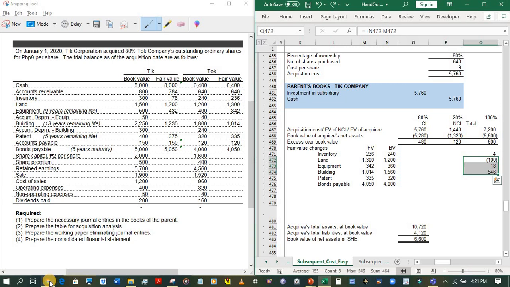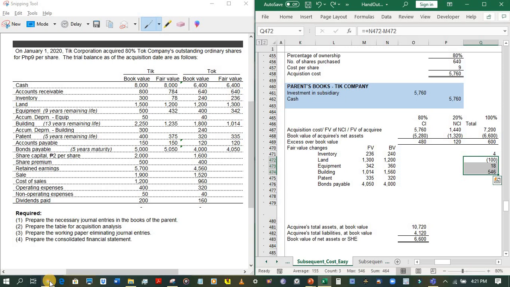Next is the building. The building is again overvalued because the carrying amount is 1,560. However, the fair value is only at 1,014 pesos. So 546. Again, we need to decrease the building. So to decrease the building, we need to credit the building for 546. And the debit is goodwill, 546. So which means if we debit goodwill, it is added to the 600.